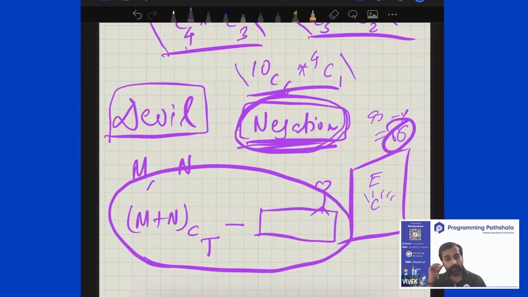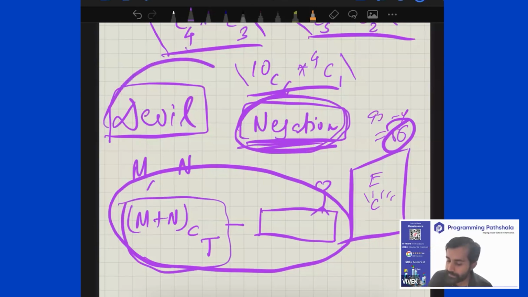Did it make sense? How many of you understood this? So instead of focusing on what the possible categories are, we focused on what the impossible categories are and removed them from our universal set. And that is how we got to our answer.